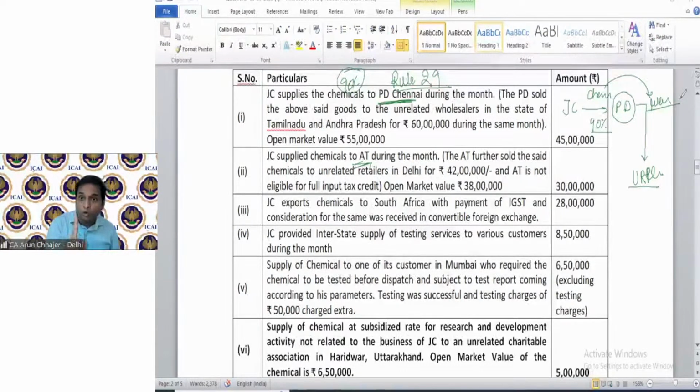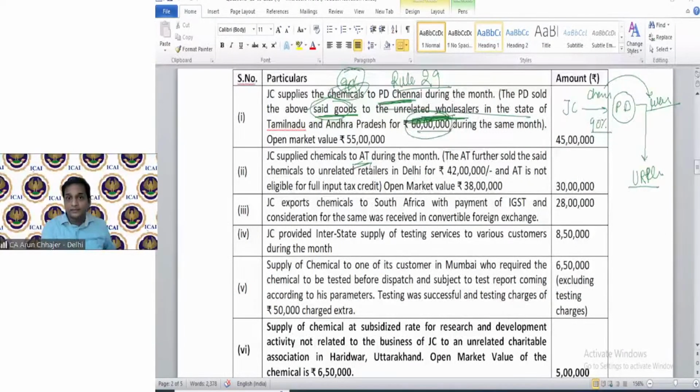Now, please note, you have to make an assumption. You will give this assumption in your working note: that the said goods to the unrelated customer are assumed to be a like kind and quality product of the chemical, because it cannot be the same as per the proviso to Rule 29. It should be a like kind and quality product.